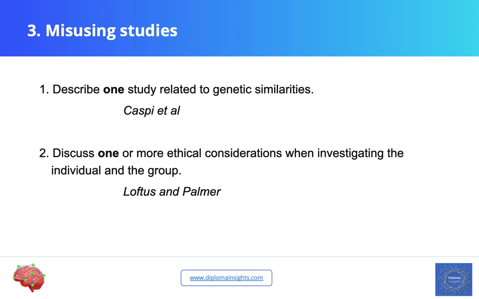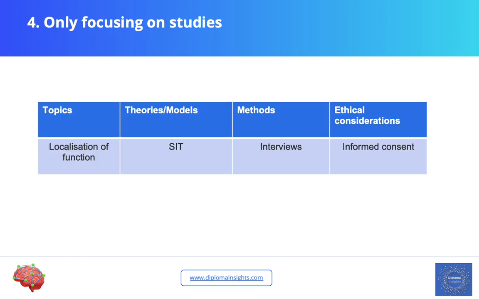The second question here is about ethical considerations in a particular area of the sociocultural approach. And Loftus and Palmer is a study that has no relevance to the sociocultural approach. So this study would be irrelevant for this question as well. Take care when you're revising and make sure that you know what studies are relevant for each of the different topic areas.